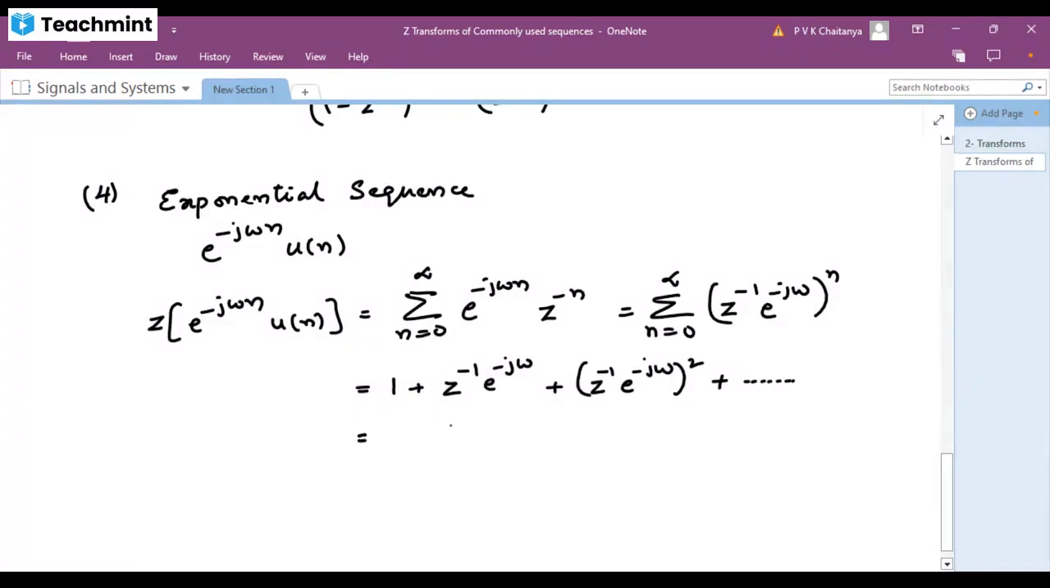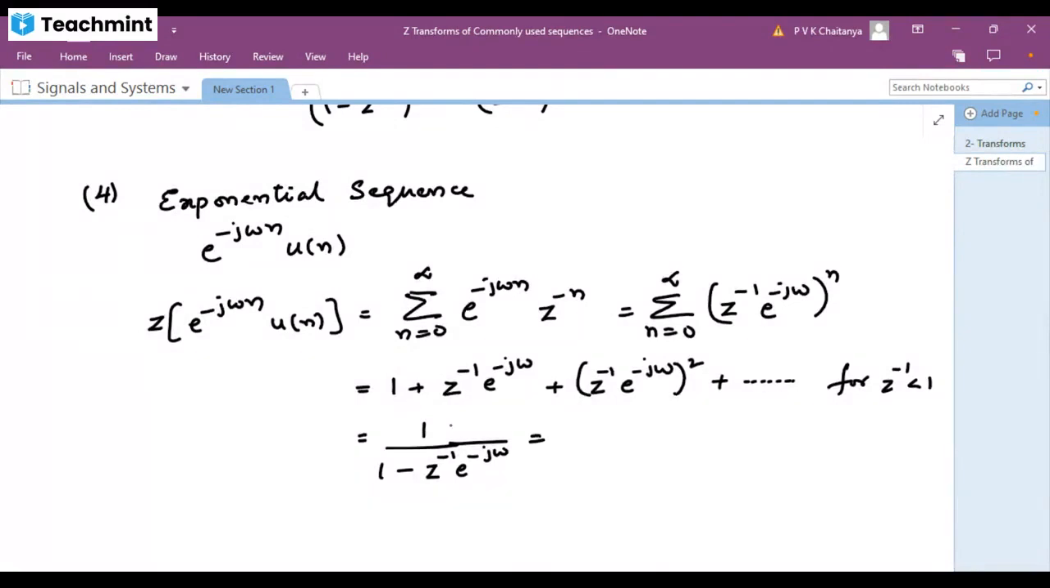So I can write this as 1 plus a plus a square and so on till infinity, which is 1 by 1 minus a. So I can write this as 1 by 1 minus z inverse into e power minus j omega. Mod of e power minus j omega is 1, so for this the condition is mod z inverse less than 1.